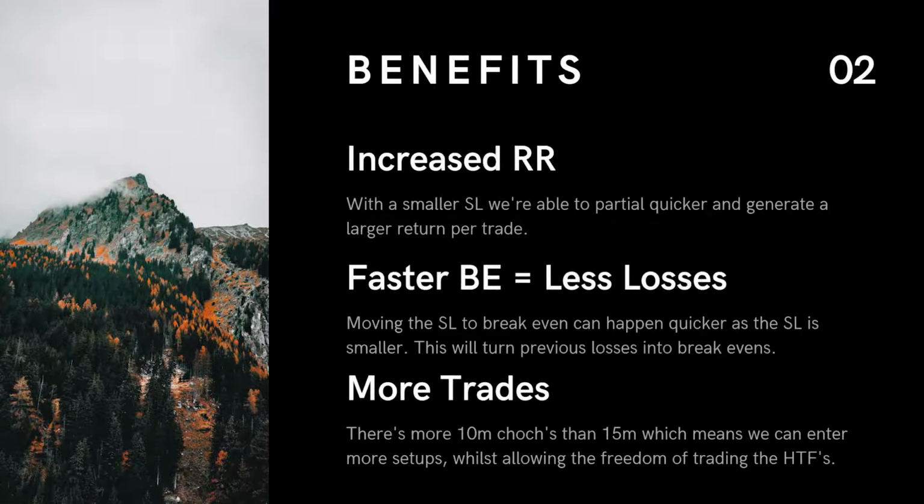So the benefits, we're going to see an increased risk to reward, and this is because we're going to have a smaller stop loss, and therefore we're going to be able to partial quicker and generate a larger return per trade. So faster break evens, this means that we can take our risk off a lot sooner, and this should generate less losses and turn those previous losses into break evens. And we're going to see more trades as well because we're going to be using the 10-minute now instead of the 15-minute for entries. This allows us to catch more trades because there's more 10-minute change of characters, but it still allows us to have the freedom of trading the higher time frames.